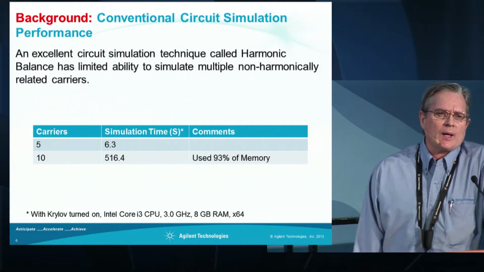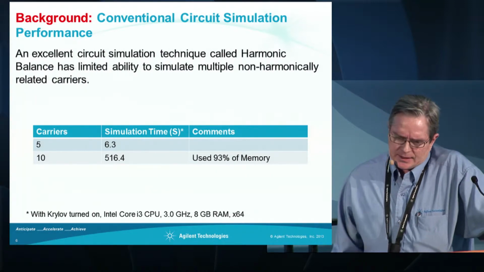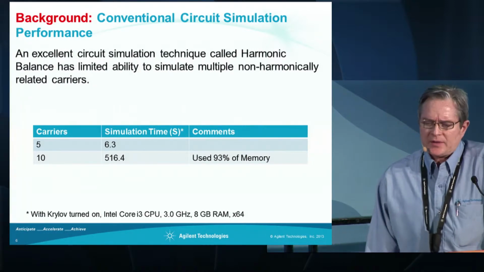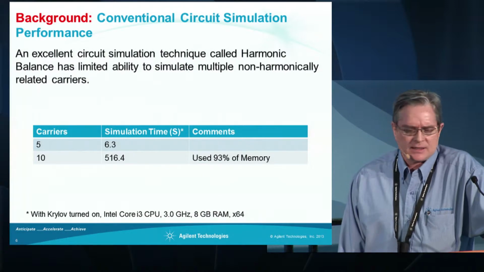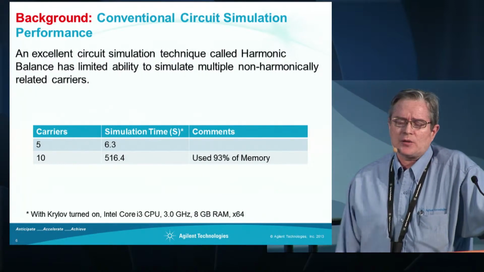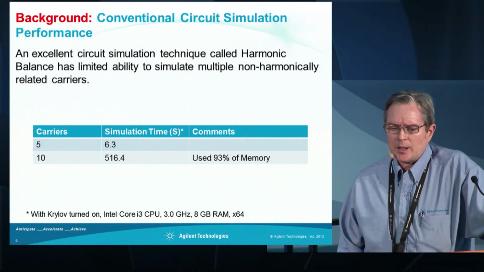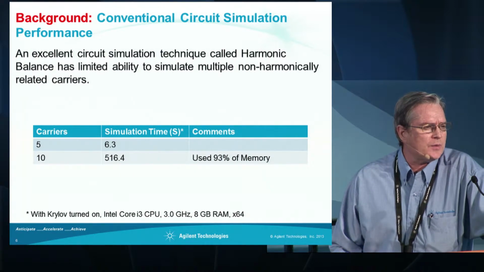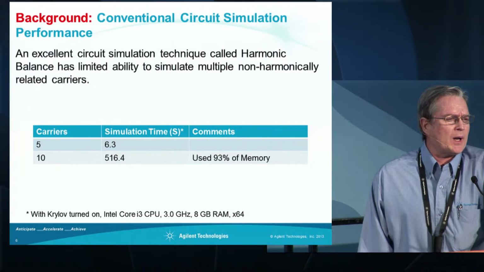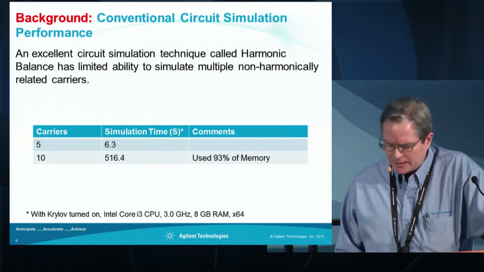If you're familiar with it, Harmonic Balance is a great circuit analysis tool. In this particular setup, you see a typical simulation of 5 carriers takes around 6 seconds, and 10 carriers takes over 500 seconds. Harmonic Balance is a great circuit simulator, but it's just not optimized to solve this particular problem. Of course, there are things you can do with Harmonic Balance to speed it up, like making the carriers harmonically related.